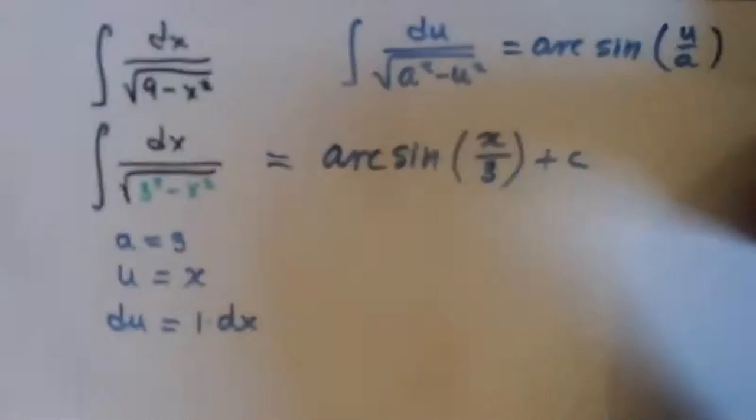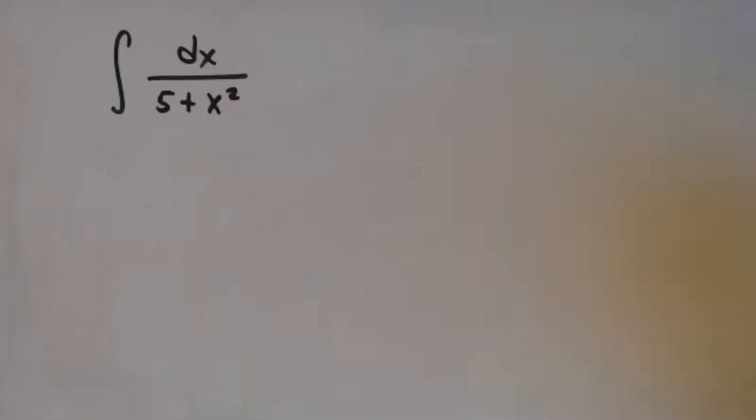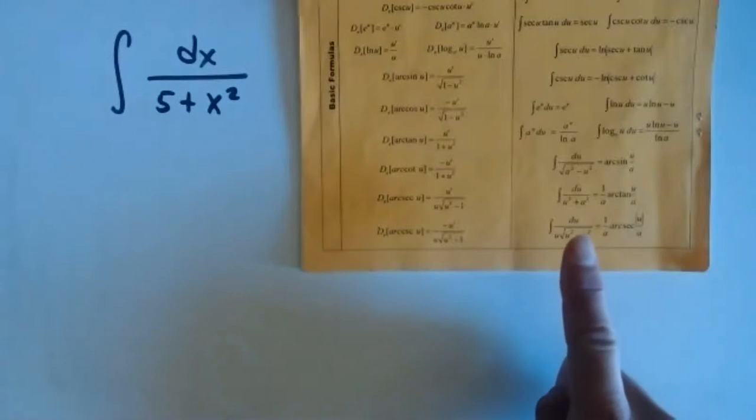Okay, so let me go to the next one. Let me go here. And then you have, for instance, part B, the integral of dx over 5 plus x squared. Let's see which one of my integrals is going to fit that one. Can you see these little formulas, right? I'm going to stop changing the screen.